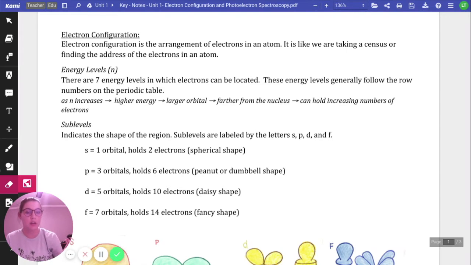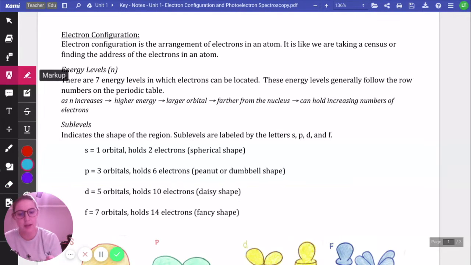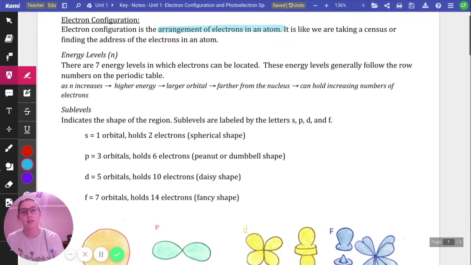So electron configuration is essentially the arrangement of electrons in an atom. It's a way that we can represent where our electrons are in our atom, what the different parts are, and where those electrons are most likely to be located. But electrons are crazy, so that's a whole other discussion. I always think of it as taking a census or finding the address of the electrons in an atom. There are four aspects to our electron configuration, and depending on what type of electron configuration, it may or may not be represented.